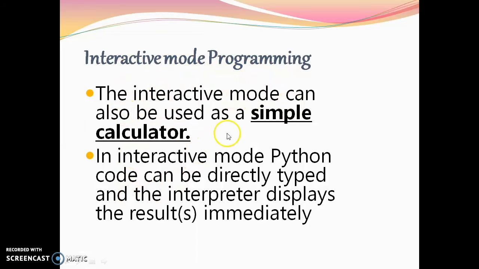Interactive mode can also be used as a simple calculator. Why do we call it a calculator? In a calculator, if we give some numbers, it shows the result immediately. For example, 5 plus 2: when you press the equal symbol, we get the result, 7. In the same way, interactive mode shows the output immediately. When you type a command and press the Enter key, it shows the output immediately. That's why we compare interactive mode with a simple calculator.